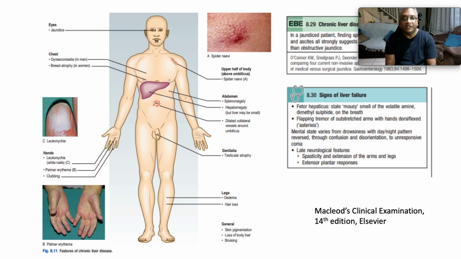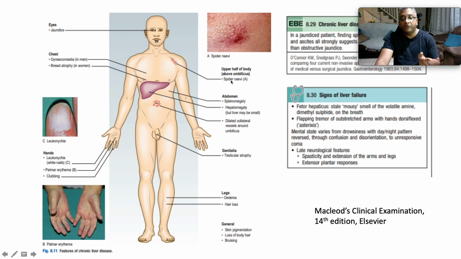Alrighty. So here are the stigmata of chronic liver disease, as we can see depicted in this beautiful picture from McLeod's. Alright, so in the hands you look for leukonychia, which is white nails because of hypoalbuminemia. You get palmar erythema and clubbing. You're going to note these in the hands, right? In the chest, you may have gynecomastia in men or breast atrophy in women. Note the jaundice when you go up to the eyes, right?